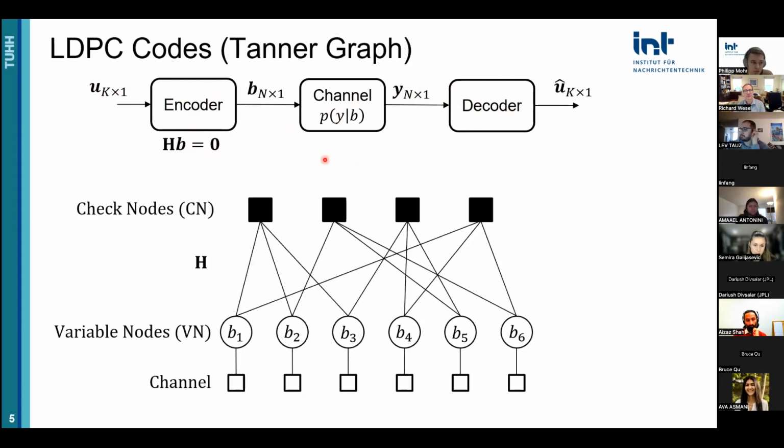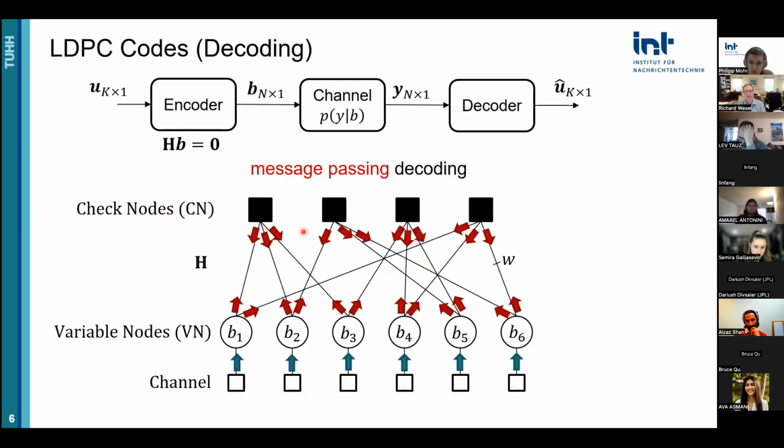And a very useful representation of the parity check matrix is known as a Tanner graph, where we have a set of check nodes and a set of variable nodes. The variable nodes represent the code bits here, and the check nodes represent the parity checks. The connections are defined by the parity check matrix. And typically, message passing is performed to do the decoding here. In that process, we exchange messages between the variable and check nodes, and in between updates are performed.